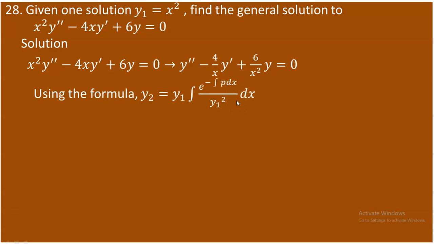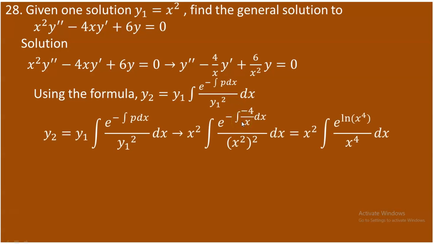So using the formula, you see, we can determine the second solution by using this one, y2 equals y1 times e to the power of minus integral of p dx over y1 squared dx. So clearly y1 is already given, it is x squared, and we know what p is. P is a coefficient of y prime after you express the given differential equation in this form.